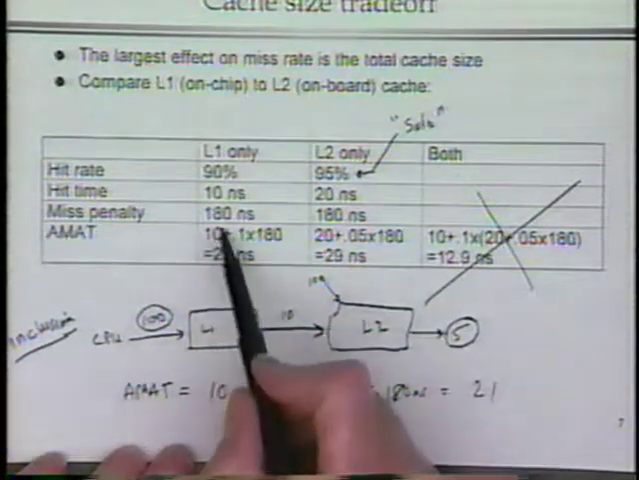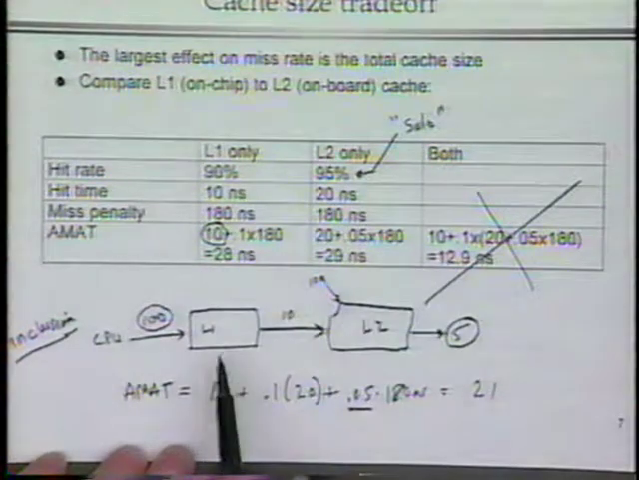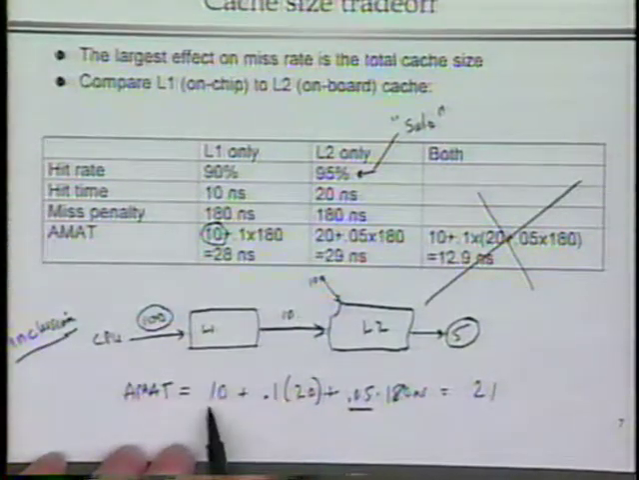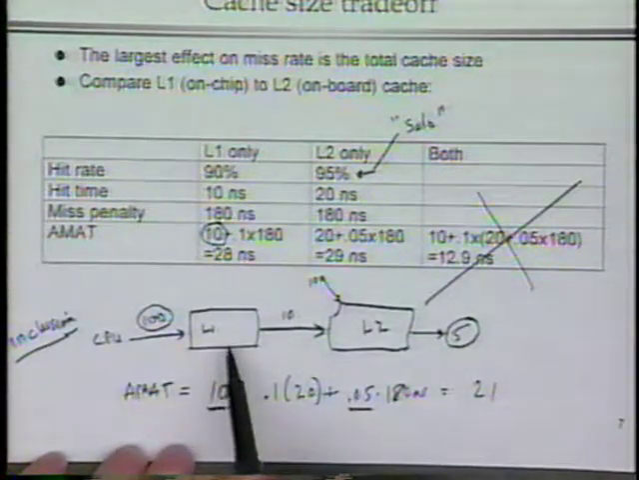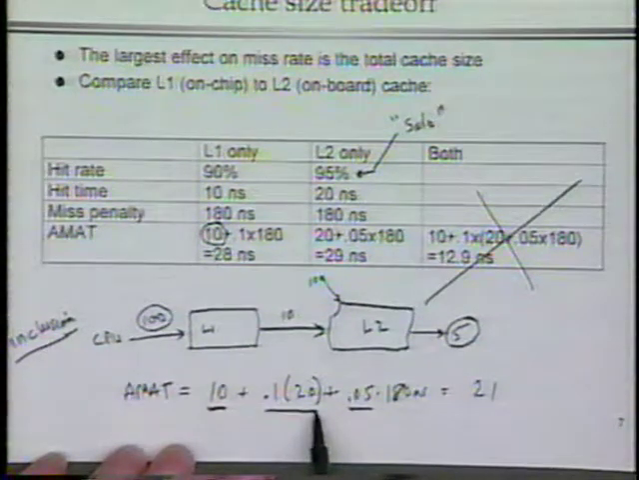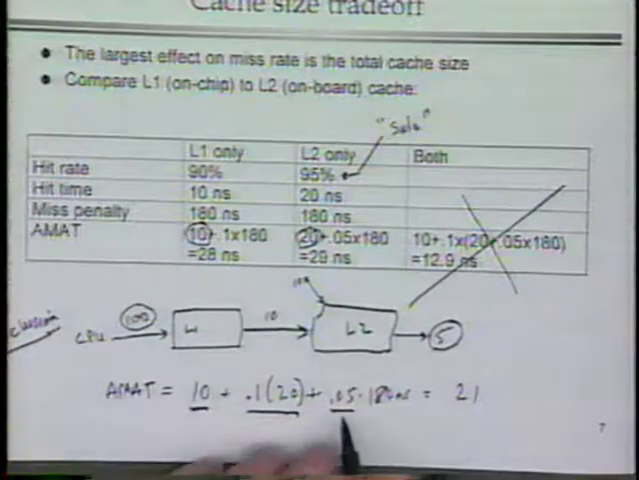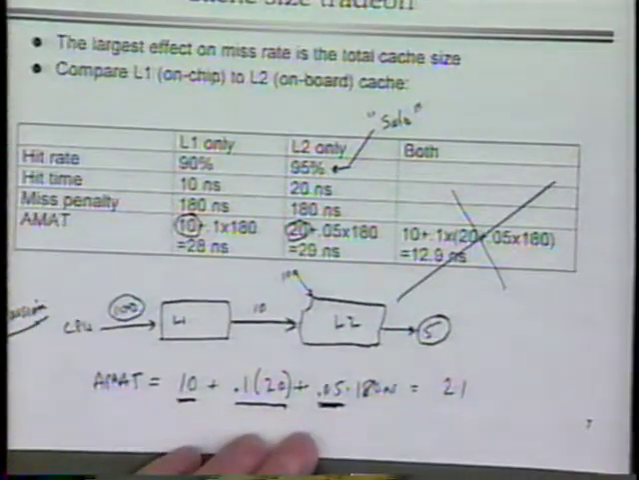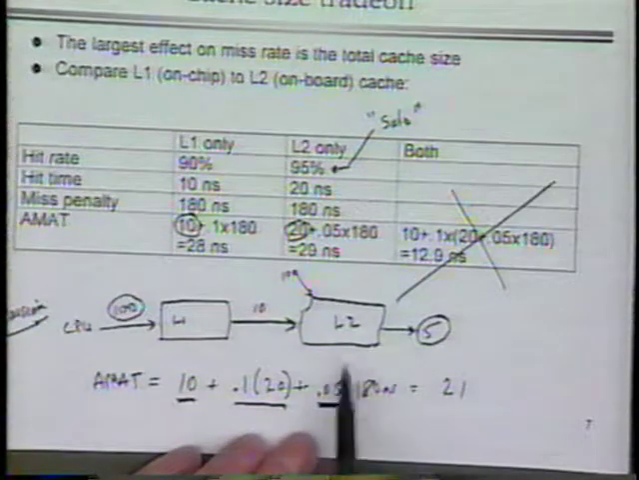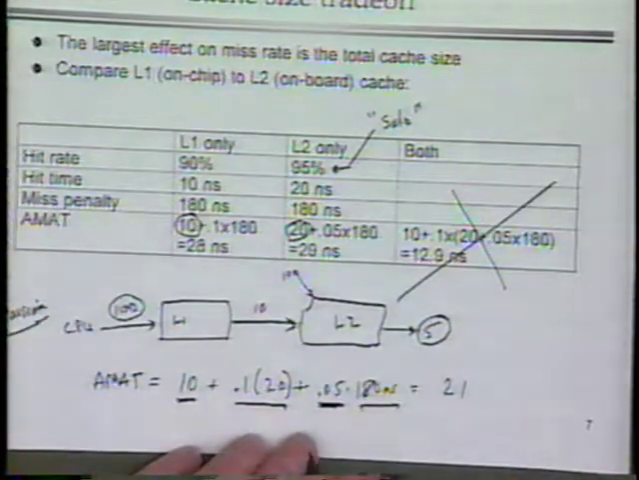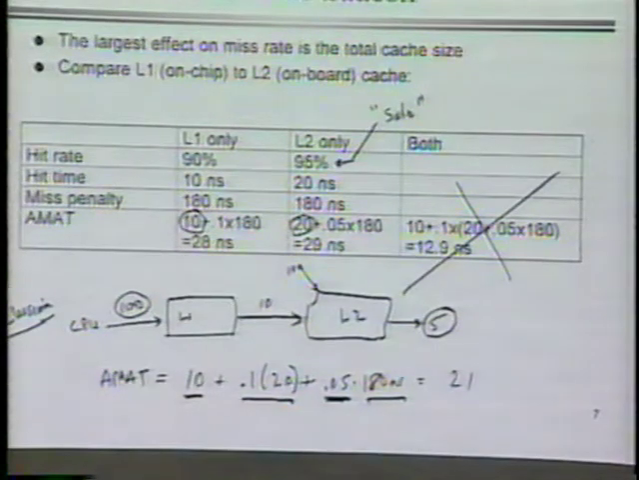This is this 10. It's the hit time for the first level cache. You always have to look at the first level cache first. That costs you 10 nanoseconds. 10% of the time, you're going to go to the level 2 cache and cost 20 nanoseconds. 5% of the time, that level 2 cache is going to miss and cost you 180 nanoseconds. Make sense? Okay. I hope this is right. If this is wrong, come beat me up about it.